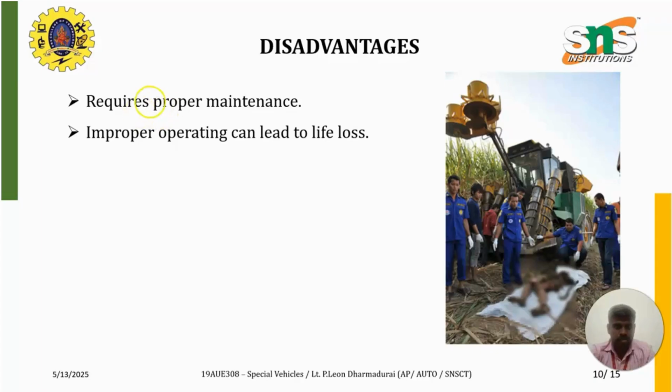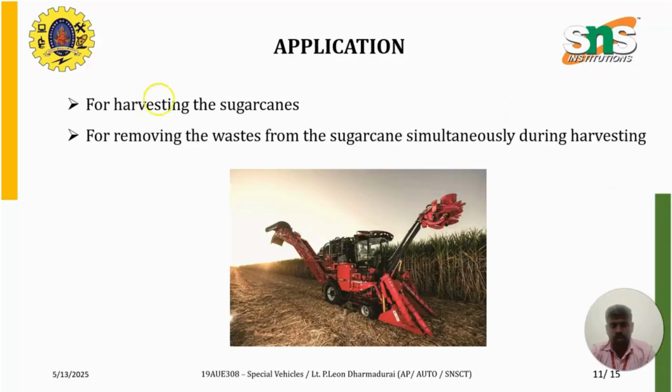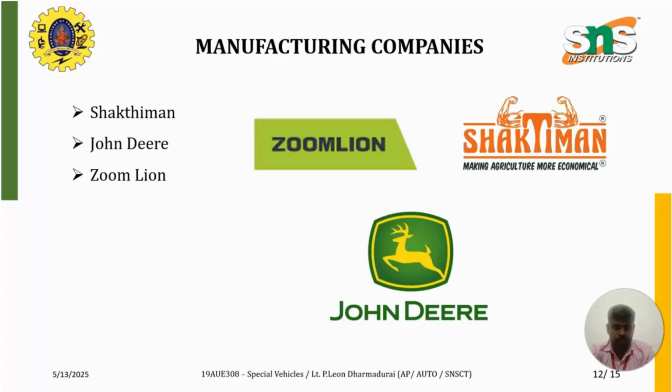In the application part, it is fully used for harvesting sugarcane. It does two jobs: it removes the unwanted waste from the sugarcane, and collects the sugarcane in fine cut parts and sends them to the sugarcane industry for further processing. These are some manufacturing companies.